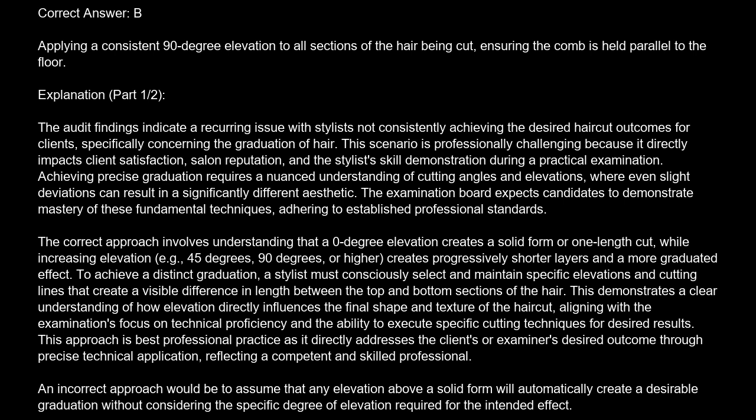The correct approach involves understanding that a 0-degree elevation creates a solid form or one-length cut, while increasing elevation, e.g. 45 degrees, 90 degrees, or higher, creates progressively shorter layers and a more graduated effect. To achieve a distinct graduation, a stylist must consciously select and maintain specific elevations and cutting lines that create a visible difference in length between the top and bottom sections of the hair.